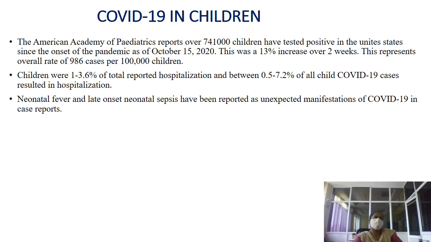Coming to the pediatric population with COVID-19, the American Academy of Pediatrics reports over 7,41,000 children have tested positive in the United States since the onset of the pandemic as of October 15, 2020. This was a 13% increase over 2 weeks, representing an overall rate of 986 cases per 1 lakh children. 1 to 3.6% of total reported cases were hospitalizations, and between 0.5 to 7.2% of all children with COVID-19 cases resulted in hospitalization.